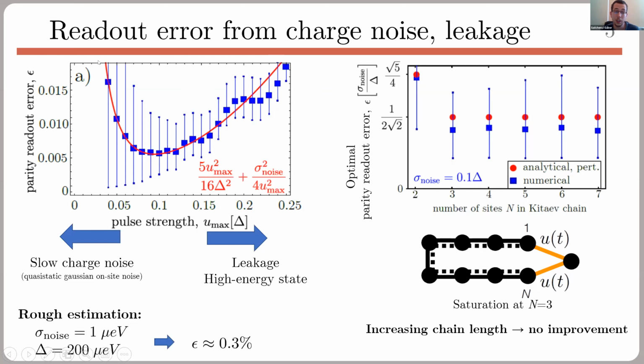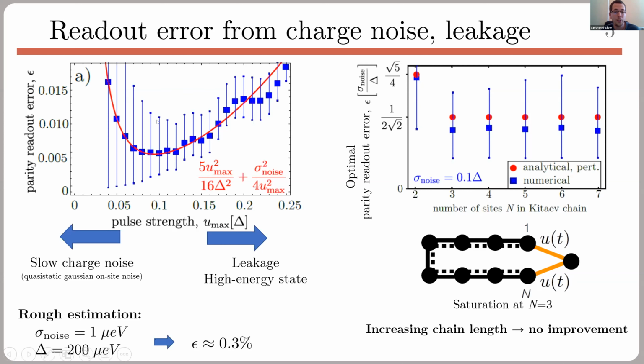And the reason is the slow charge noise, because we take into account a noise which was modeled by quasi-static Gaussian on-site noise. And this also gives some contribution to the parity readout error. The reason is that if we have some charge noise, it detunes the energy of the quantum dot. So we have a Rabi oscillation between two states which are not in resonance. So these are not complete Rabi oscillations, and therefore we have some contribution to the parity readout error.